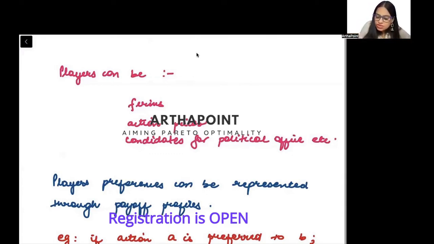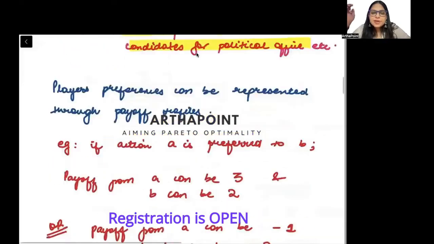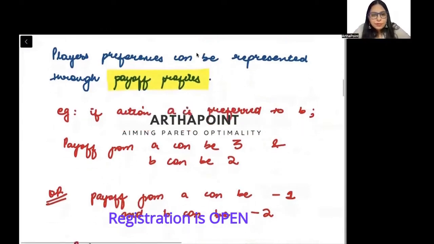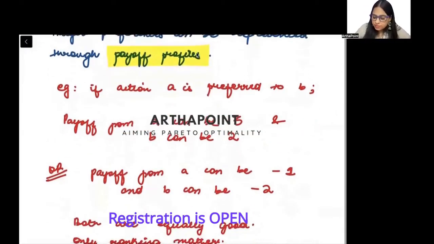Right? Now these players, they can be firms. दो firm decide कर रहे हैं whether they want to charge high price or low price from customers. They can be candidates for political office. They are deciding whether they want to fight over one thing or the other thing. Right? So players can be anyone. And players' preference can be represented through their payoff profile. Okay. I will just show you how to make the profile. But before that, I just want to call out something.